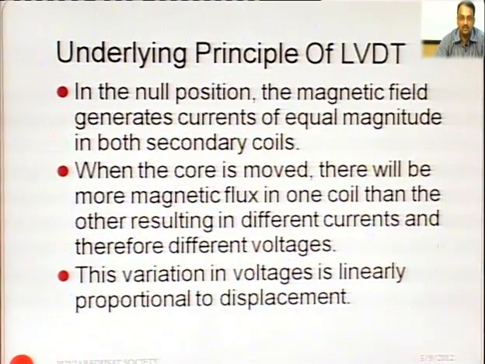The basic principle is that in the null position, the magnetic field generates current of equal magnitude in two coils. The two coils have the same current in the zero position. When the core is moved, there will be more flux in one coil as compared to the other coil. This variation in the current results in the variation of voltage, and this variation in voltage is linearly proportional to the displacement of the core.